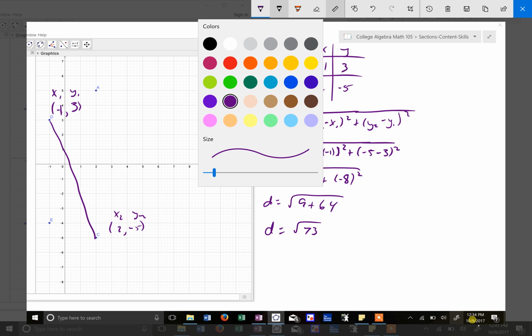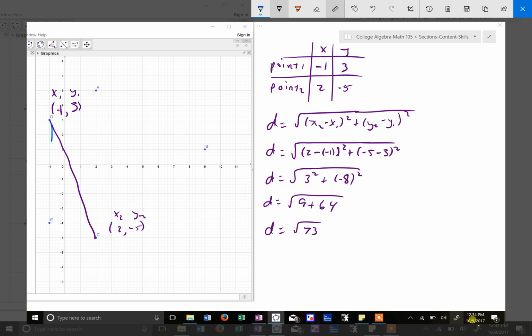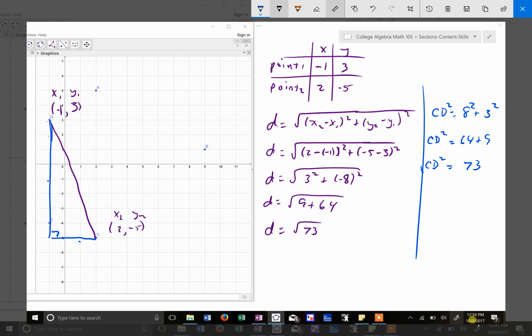And I'm going to check very quickly. If I go down and over and I make my Pythagorean theorem or my right angle triangle, I can say 1, 2, 3, 4, 5, 6, 7, 8. So CD squared equals 8 squared plus 1, 2, 3, 3 squared. CD squared equals 64 plus 9. CD squared equals 73. Find the square root of both. I can ignore the plus or minus because it has to be a positive distance, and I get that.